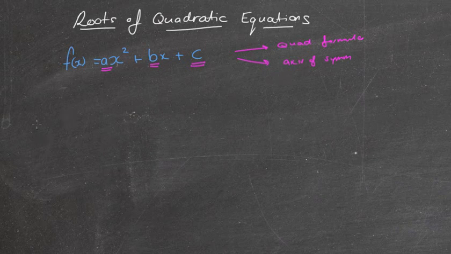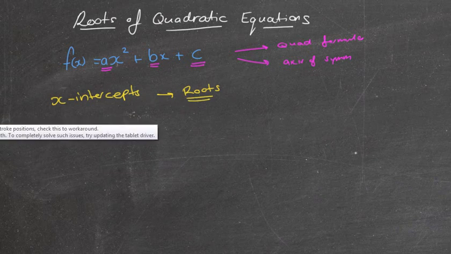Something else that I have spoken about before is that when you solve a quadratic equation to find the x-intercepts, what you're actually finding is not just the x-intercepts, but the roots of the equation. The x-intercepts are called the roots of an equation.